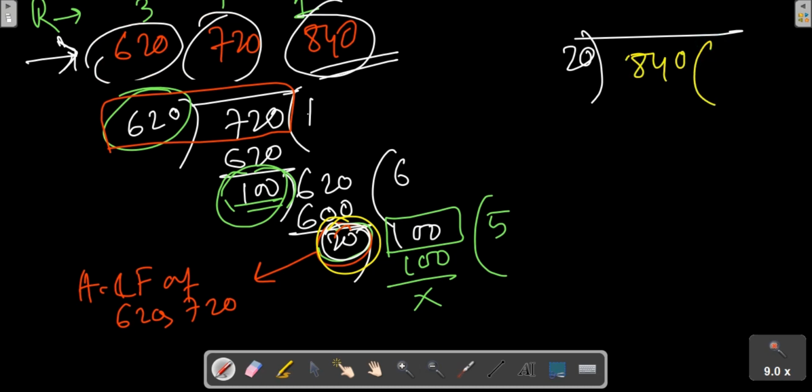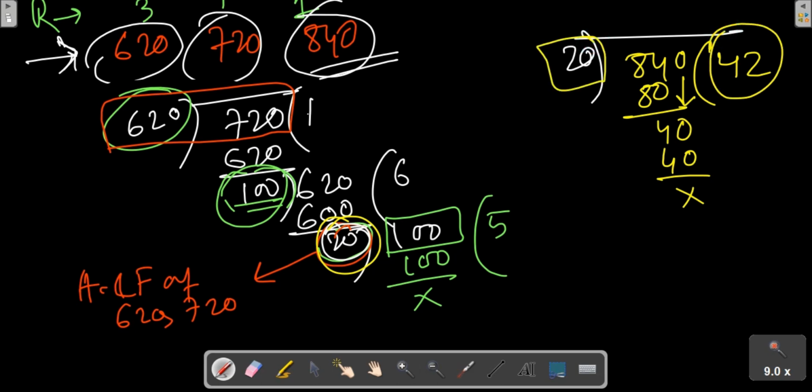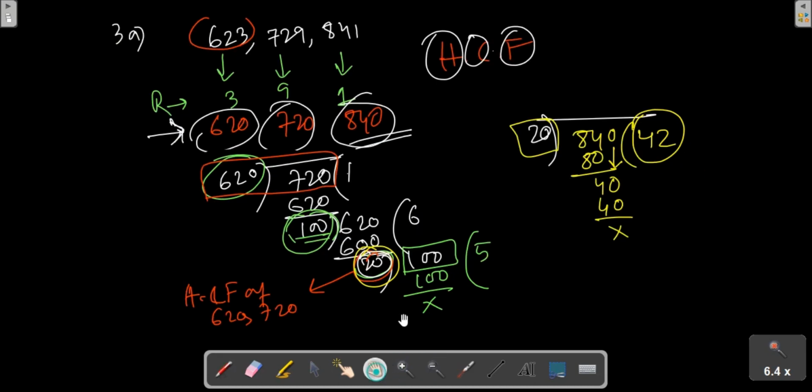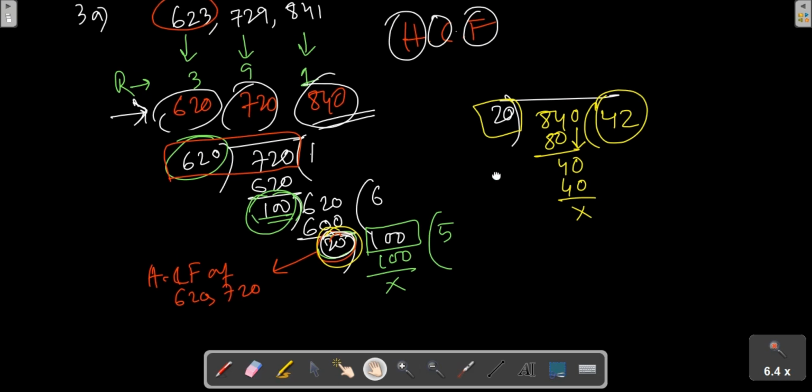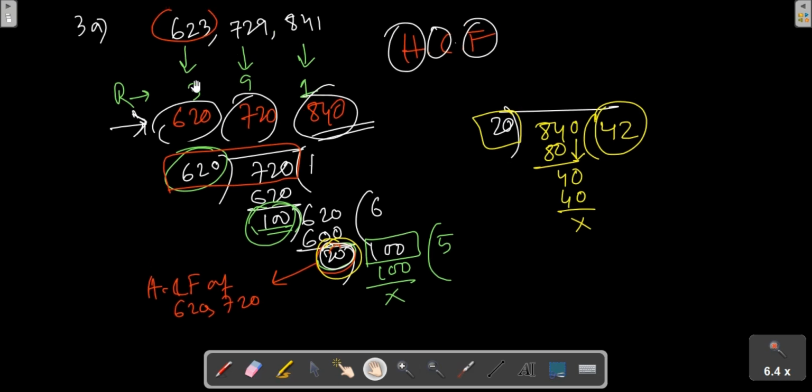I think it would directly go. Here I can see 2 4s are 80, so 4 comes, and then this 0 comes down. Then if I give it 2, it goes totally, so it's 42. Anyway, we don't need to see this number, we need to see the divisor, as I've told you. That would be the HCF. Then ultimately what you have got is that 20 is the HCF of all the numbers here, 620, 720 and 840. So 20 would be the ultimate answer.